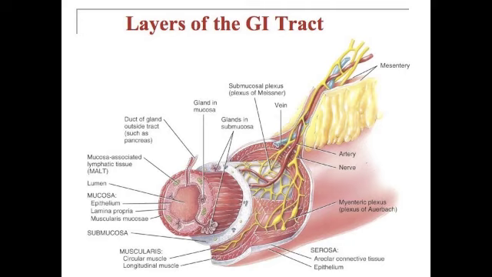The esophagus lacks a serosa. Instead, it has only a single layer of areolar connective tissue that's called an adventitia, and this adventitia forms a superficial layer of this organ.